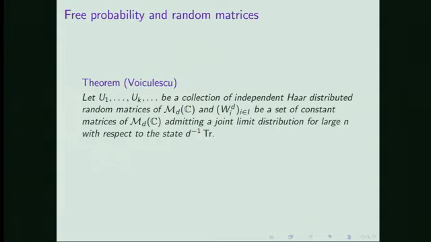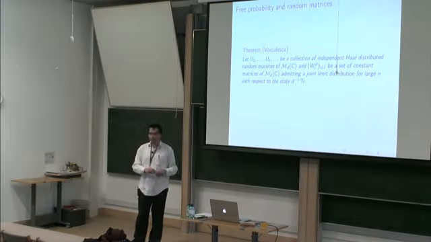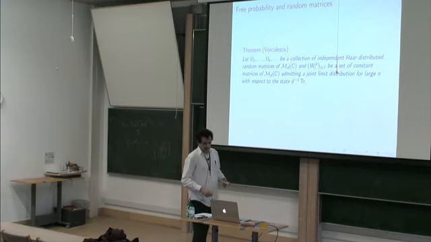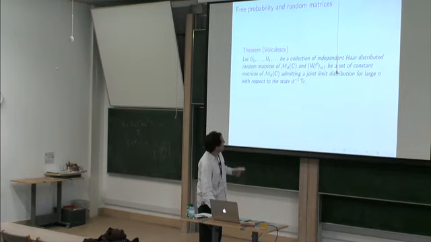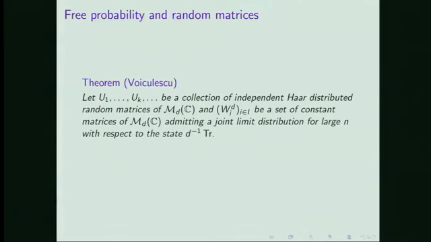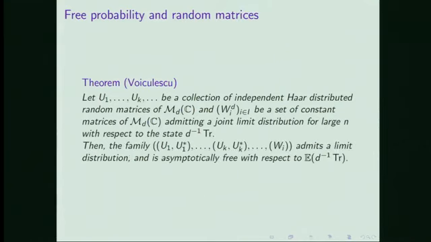So joint limit distribution just means that if I take any non-commutative polynomial, and if I look at its mu_d, then its mu_d has a limiting behavior. And then the theorem says that if I enlarge this set W_D with some random unitary matrices, which are all chosen randomly independently from the W_D, then the enlarged set still has this property that it admits a limiting behavior. So it's some kind of bootstrapping theorem.